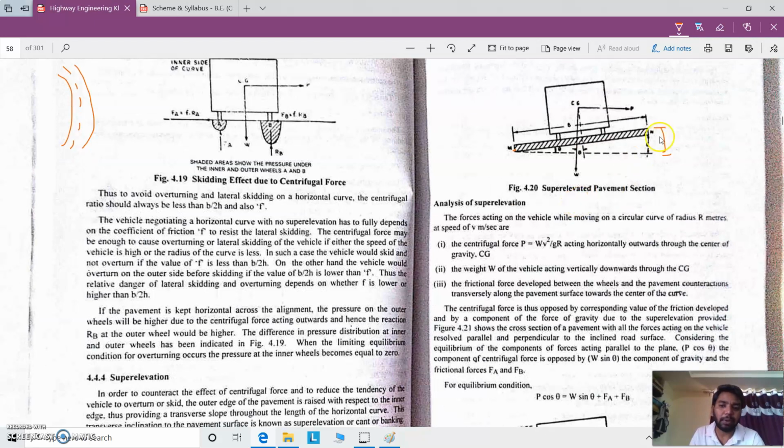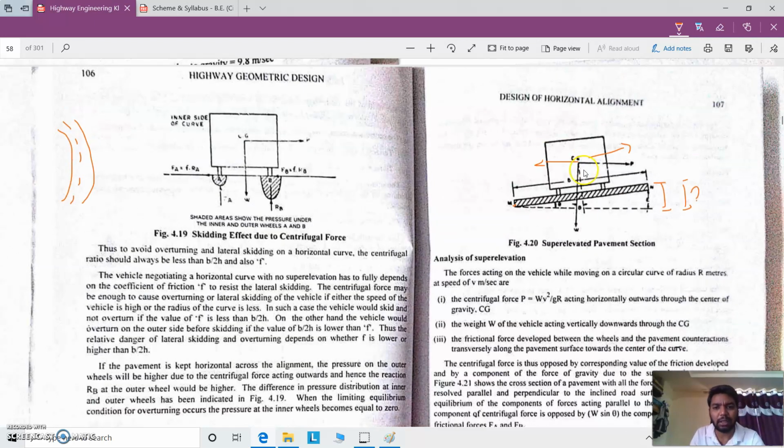To provide this super elevation, how much rise is to be provided, and for which speed? How much frictional force will develop, what is the centrifugal force, and what is the centripetal force, right? And what about the total weight of the body moving on the circular path? These are all the factors to be considered in the analysis of the super elevation.